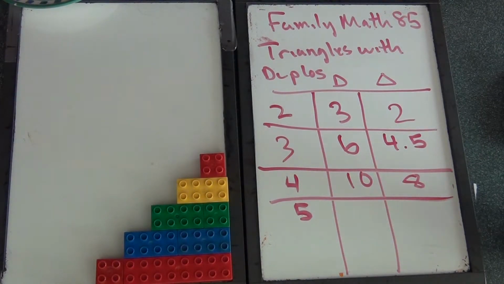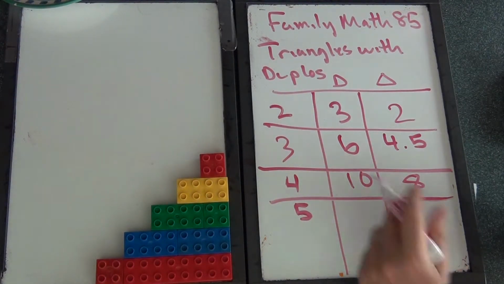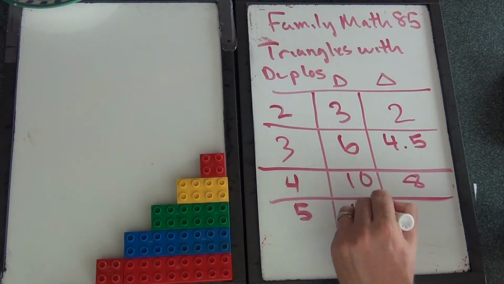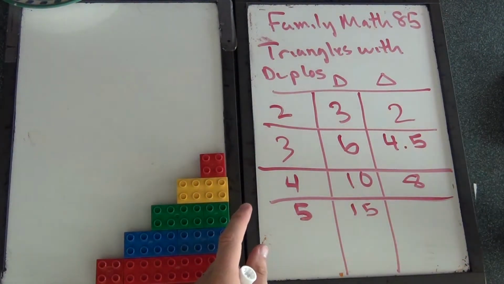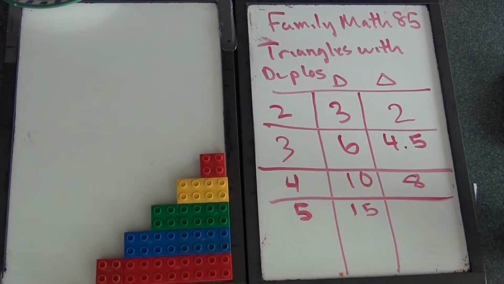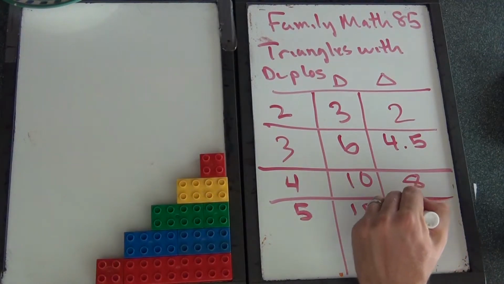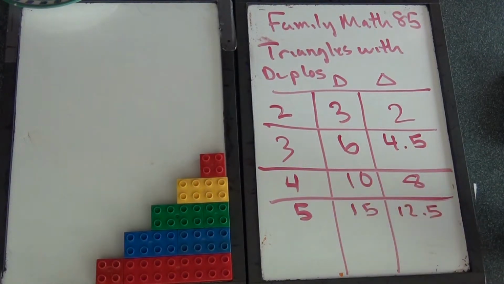15, very good. And then all I did was add 5 on to the 10 I had before, so I got 15. And then 5 times 5 is? Times 5 is 25. 25 divided by 2 is? That is 12.5. Good job. Okay, let's do one more layer, and then we'll do an ultra triangle.